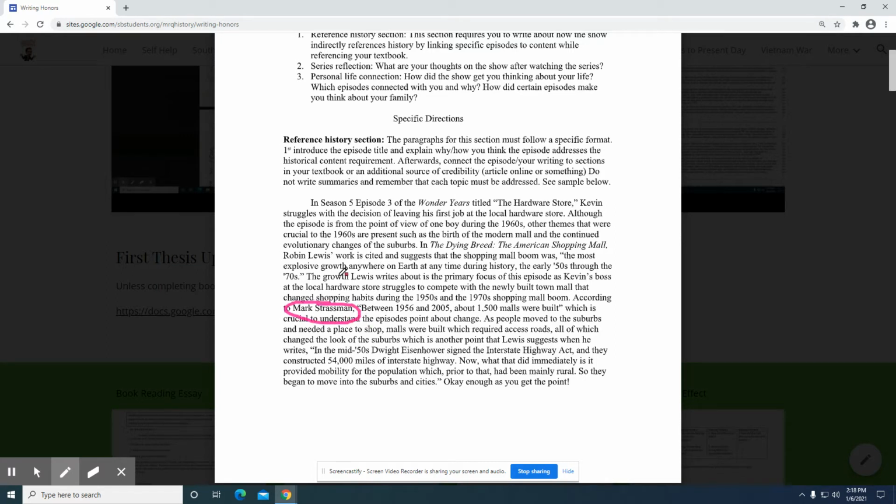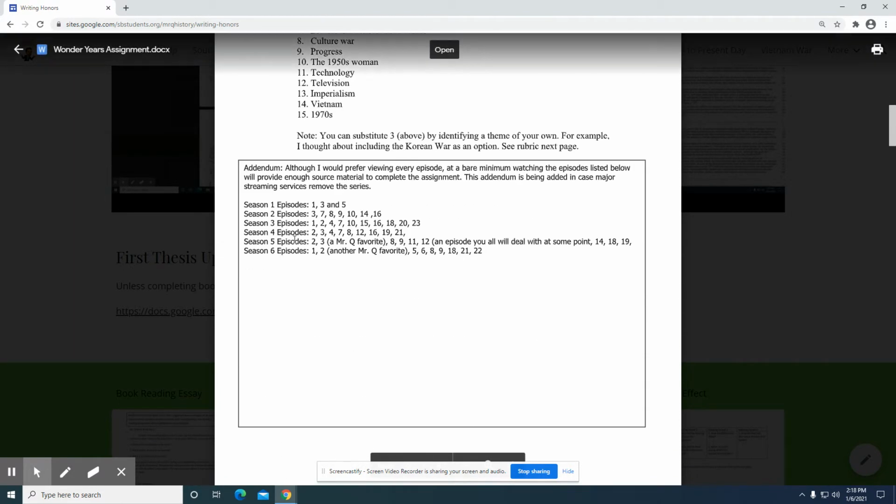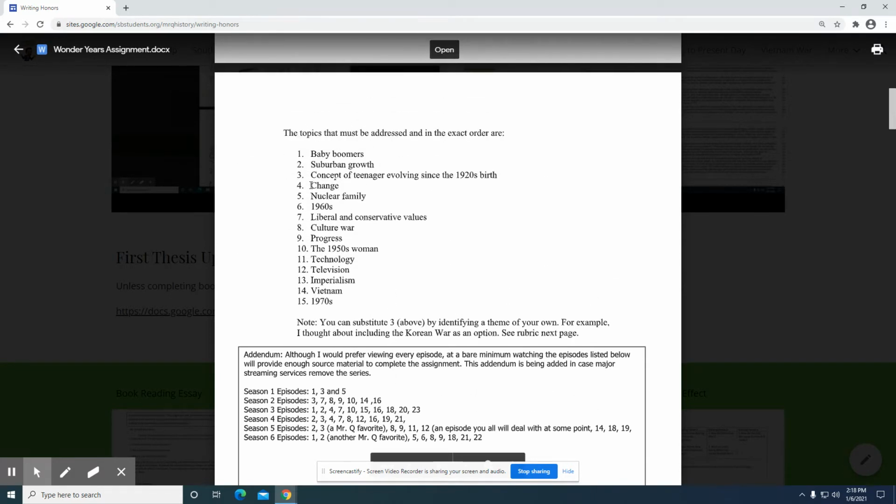Notice how here I'm using this particular piece, and I am also using this piece. You are not going to get away with just giving me a summary of the episodes, so please do not do that because that definitely will become an issue. So these are the episodes that you're going to have to watch at a minimum because I think these episodes clearly address these items here.